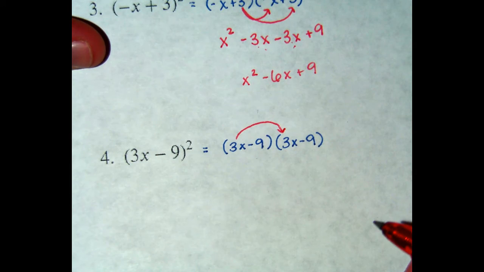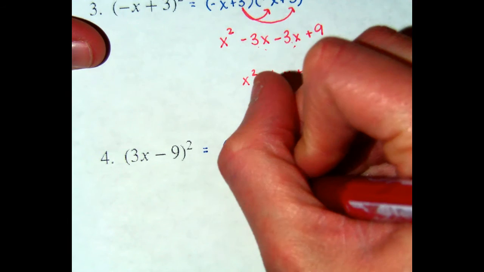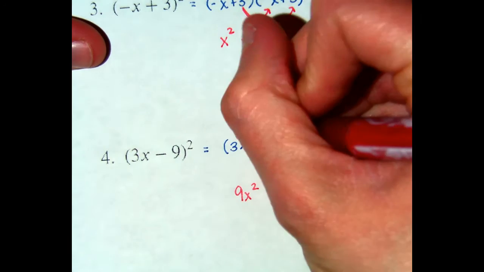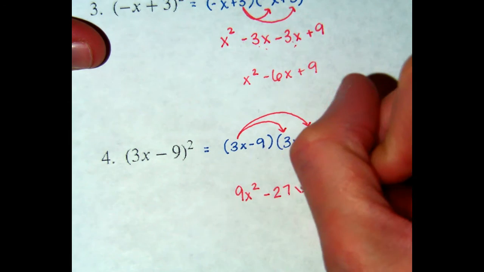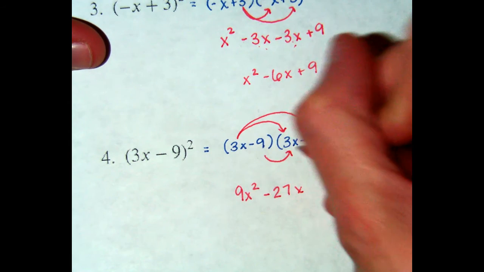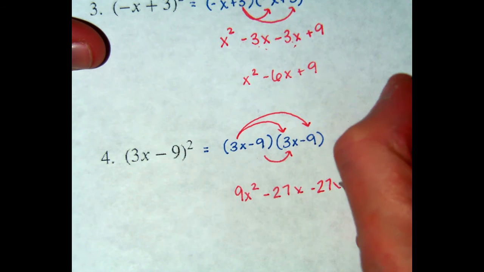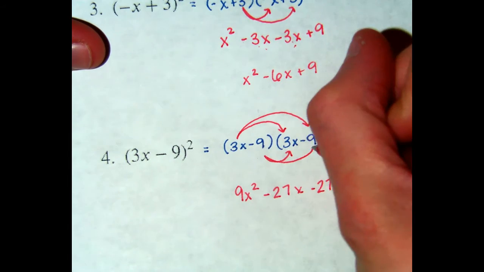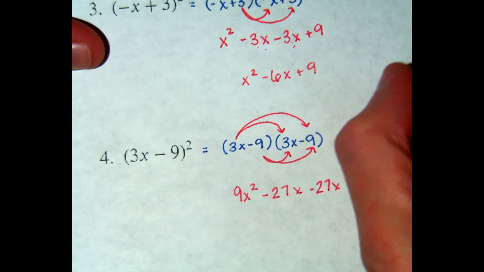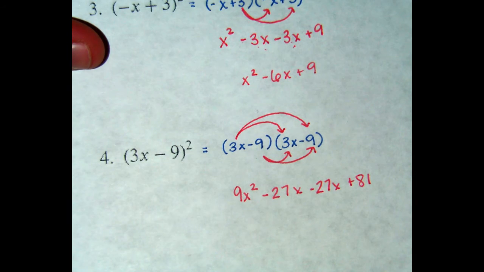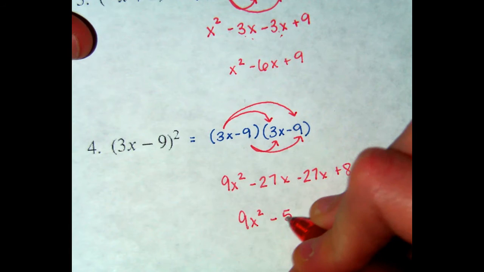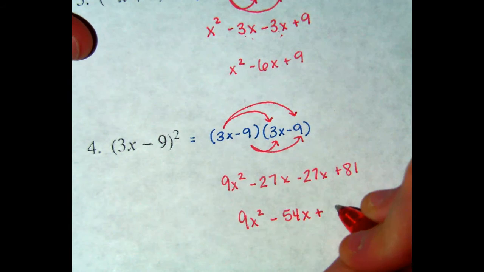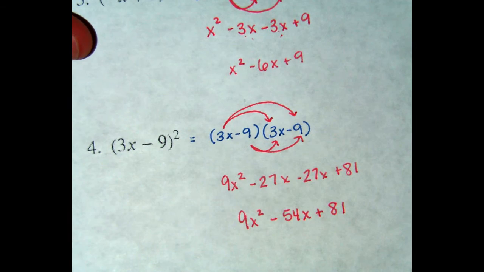So 3x times 3x. 3x times negative 9. 9 times 3x. Oh, look, they're the same again. And negative 9 times negative 9. So 9x squared minus what? Plus. Some people like the rule.